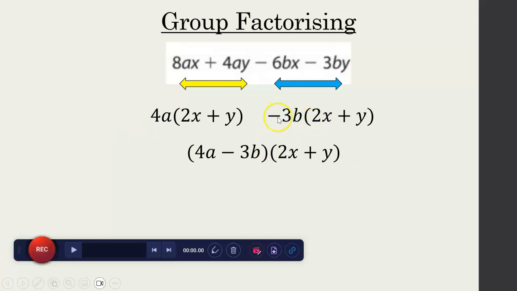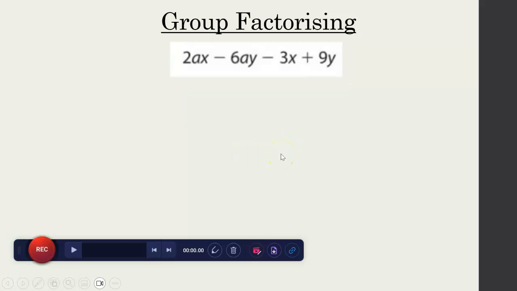If I change this to a minus 3 instead of a plus 3, it will change the signs of both of these. Because look, minus 3b by 2x, I get minus 6bx. Minus 3b by y, I get minus 3by. Now I have the same brackets. So now I can do my final step and combine these two bits together. So I get 4a minus 3b in one bracket, and both of these things are multiplying into the 2x plus y bracket. So that's where I get this final factorized state.